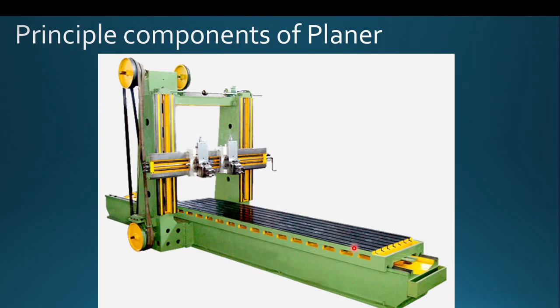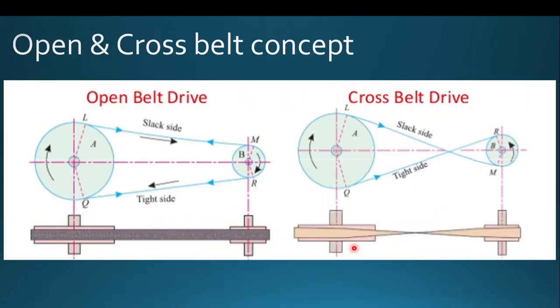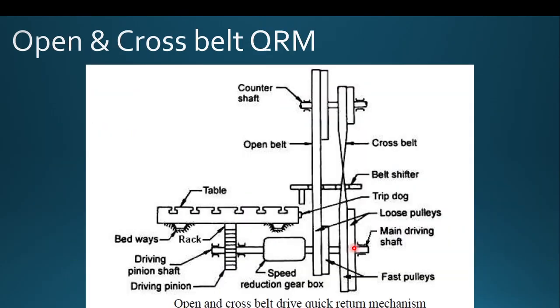So here two different table driving mechanisms are employed along with the quick return facility. The first one is the open and cross belt drive quick return mechanism. See, this is the line diagram for the open and cross belt drive quick return mechanism. This is your table meshed with your bed through the V guideway, and this is your rack which is provided beneath the table, and this is our pinion which is engaged with our rack. When this pinion rotates, this will be converted into linear movement of the table. So in this way the table can move in front and back direction.